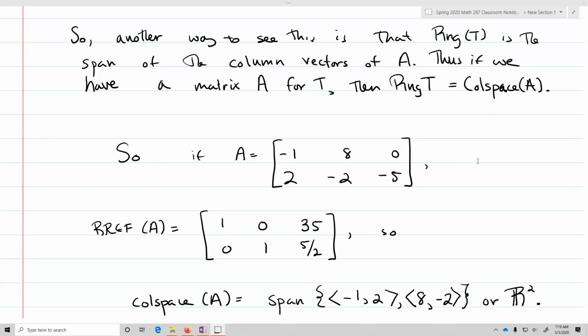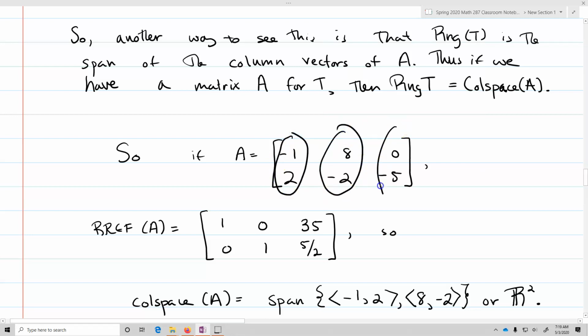So another way to see this is that the range of T is going to be the span of the column vectors of A. Thus, if we have a matrix A for T, then the range of T is going to equal the column space of A, right? Basically, what we're looking at is, what are the vectors that I can get with these three? What are the vectors in R2 that I can get with all those three vectors? And that's essentially asking the question of what's the column space of A.